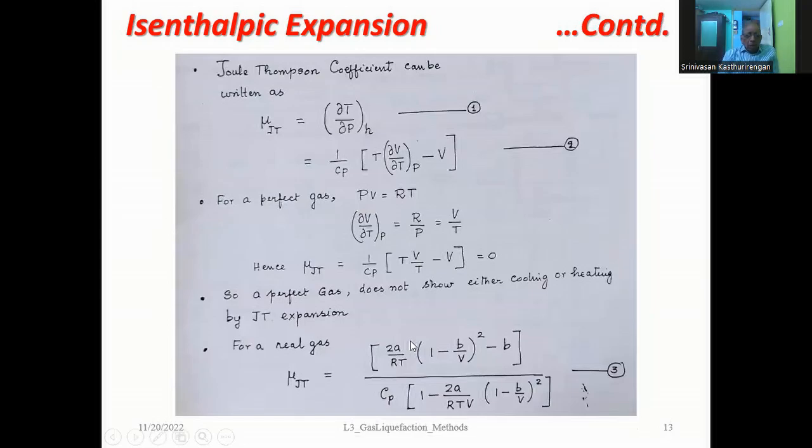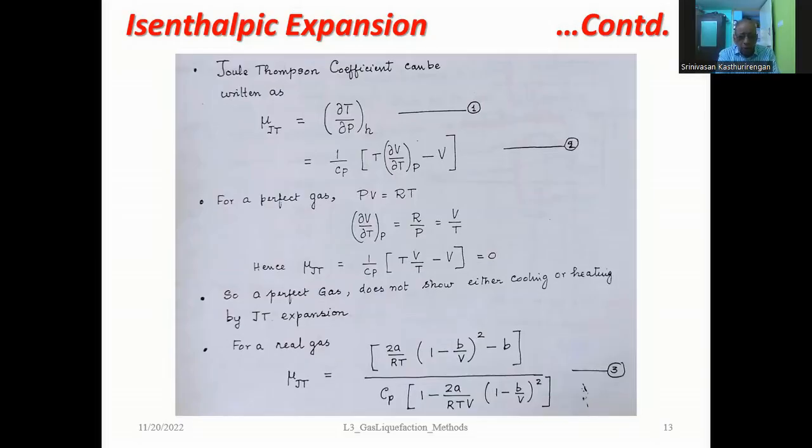Okay. Now we can calculate the Joule-Thomson coefficient. Now, what is the Joule-Thomson coefficient? It is designated by mu JT. It is nothing but dou T by dou P at constant S. That is change in temperature to change in pressure at constant enthalpy. Dou T represents the change in temperature. Dou P represents the change in pressure. How much the temperature changes for a change in pressure when the enthalpy remains constant. This is known as the Joule-Thomson coefficient.